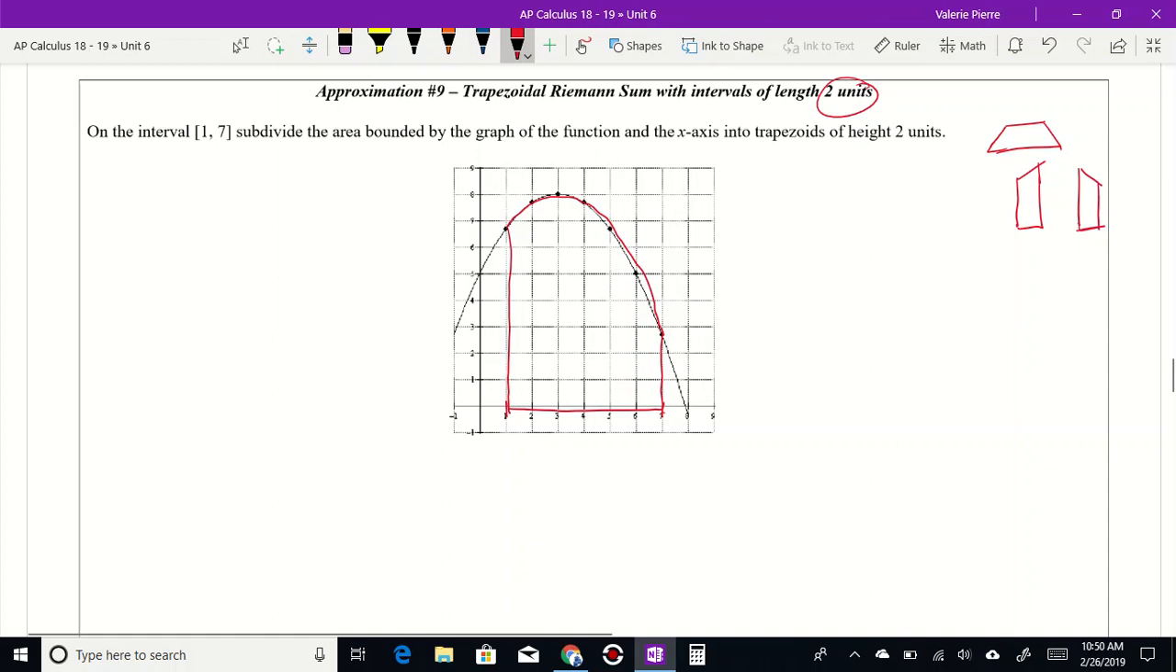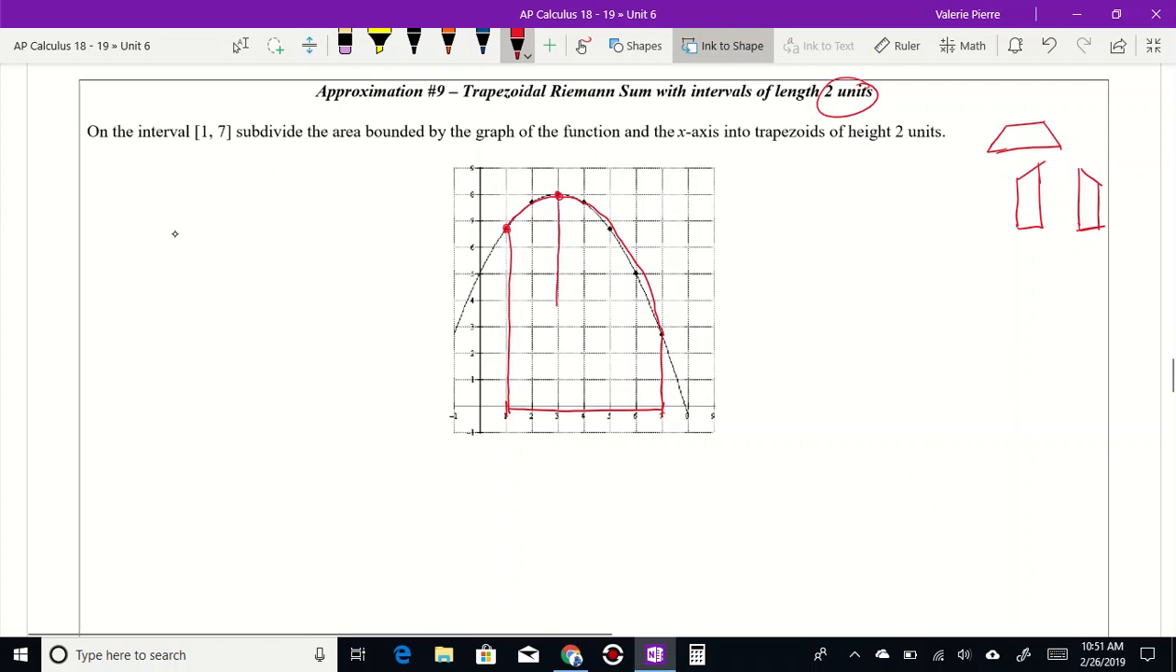Okay, so the rules for a trapezoid are that they have 2 sides that are parallel and 4 total sides, period. That is a trapezoid. Okay, so we are going to draw trapezoids that are length 2 units apart. So from 1 to 3, we're going to draw a trapezoid where the point of f of 1 and the point of f of 3 are both included in our trapezoid.